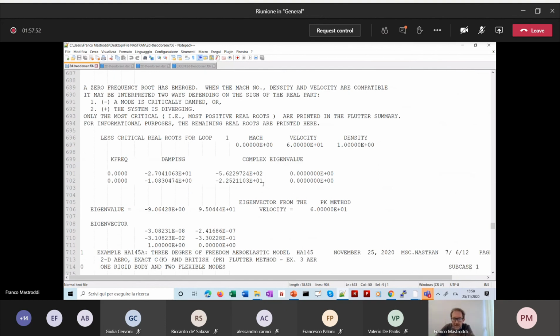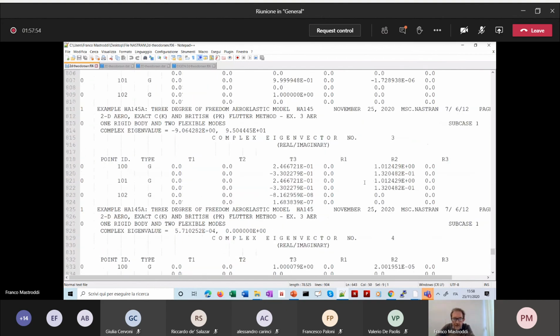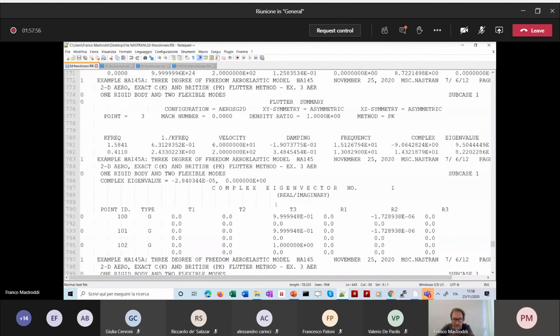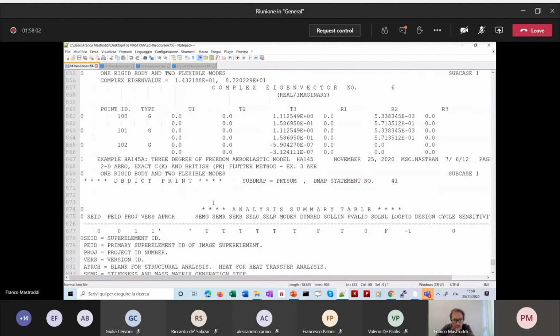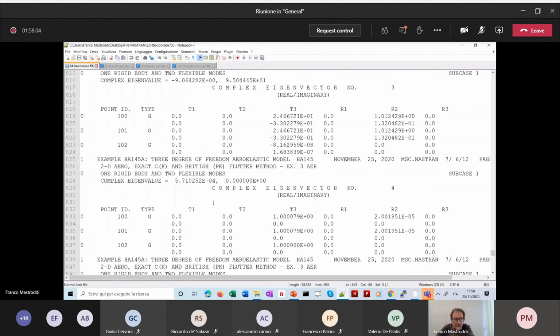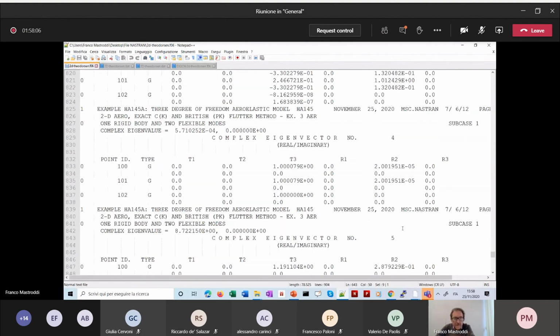And at the end, you have also the aeroelastic analysis. You have the complex eigenvector, together with the value of the pole. We don't have the value of the pole here, because I have a flag in my file. However, this analysis is a PK analysis. Look, the British PK flutter method.